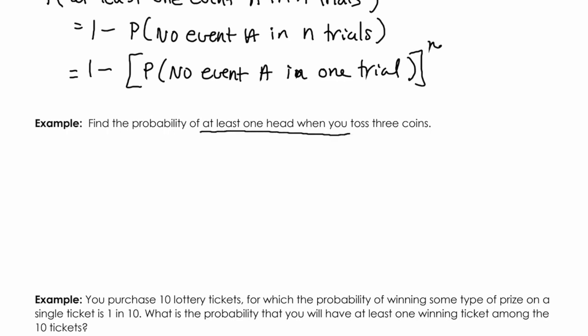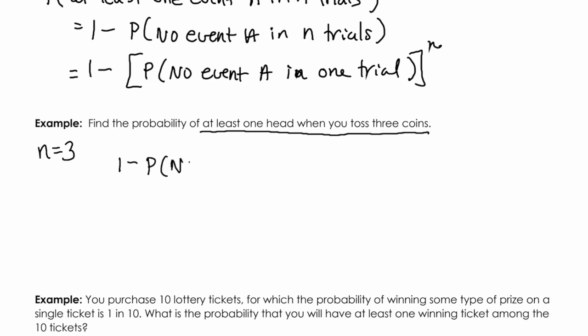In the first example, it says find the probability of at least one head when you toss 3 coins. So the number of trials is 3. You're tossing the coin 3 times. So we can use, in this case, both formulas. I'll show you how to use both of them, and then you can see that they both work out the same. We have enough information to use either one of those formulas.